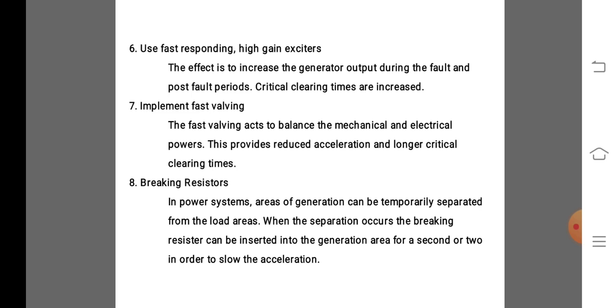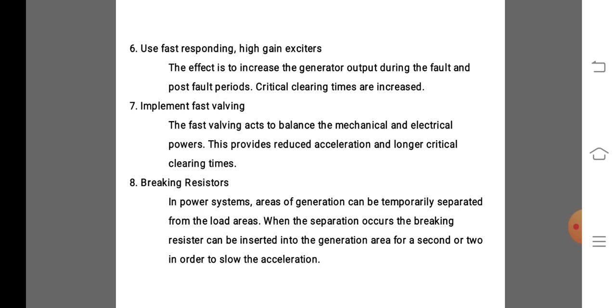Then use a fast responding, high gain exciter. The effect is to increase the generator output during the fault and post fault periods. Critical clearing times are increased. The factors affecting power quality are switching surges, lightning, flickering of voltage, load shedding, electromagnetic interference, line capacitance and line inductance, and operation of heavy equipment.